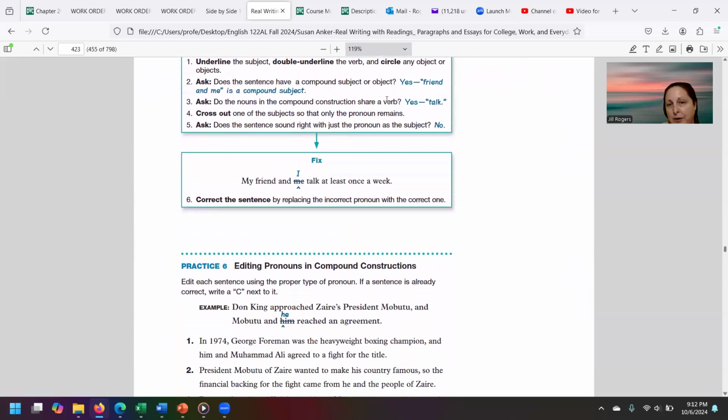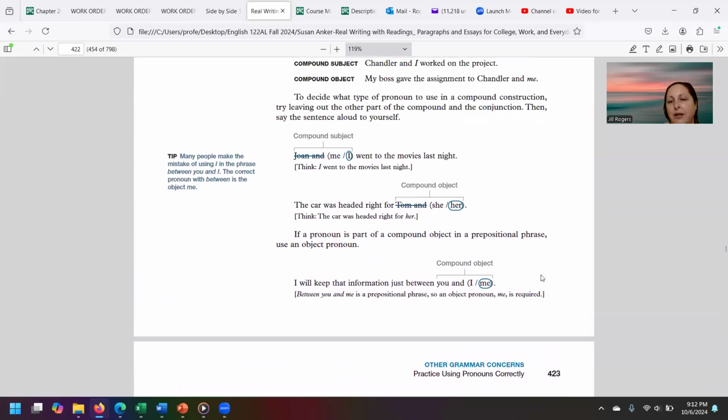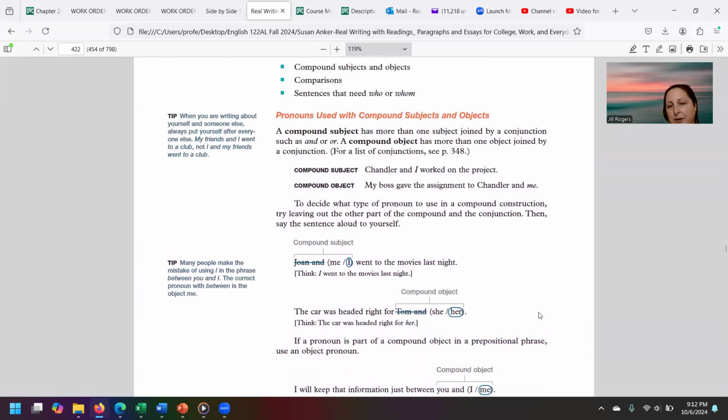Please take a look in your book if you'd like to do that. I think that in this case, it's a little too complicated to do it this way, but feel free. I do like their advice, which I already said: just take out the compound part and look at the pronoun by itself. Play with both of them. "Me went to the movies" or "I went to the movies." I went to the movies. "Right for she" or "right for her." I think it makes it a lot easier. That's good advice.